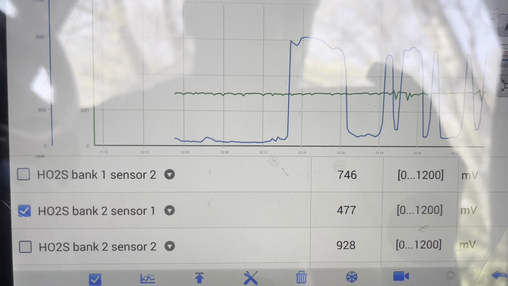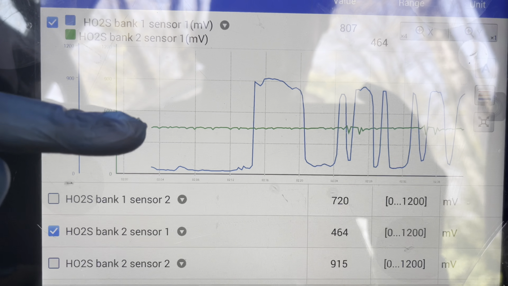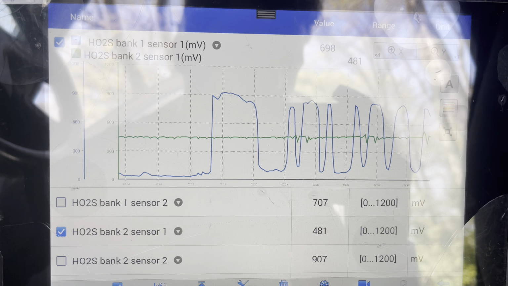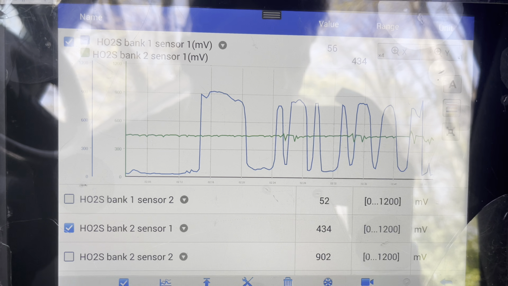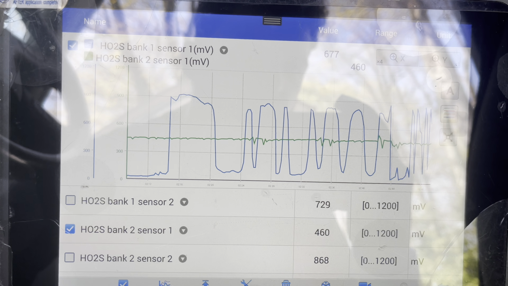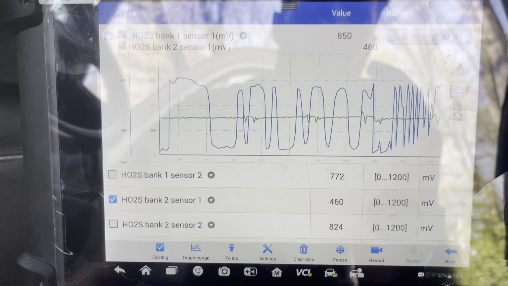When you press the gas, the blue line is sensor 1, the green line is sensor 2. So bank 2 is on the passenger side. Press the gas, amplitude changes. The switching becomes much more rapid, and it's not happening with the other sensor. So let's shut this off.